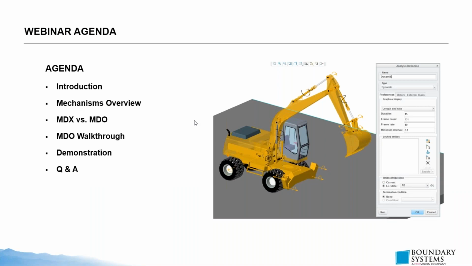So first, a little overview of our webinar. I'm going to start with just a little introduction to Boundary Systems and move on to an introduction about mechanisms in general and why you want to use them. I'm then going to differentiate the two different options you have in Creo when working with mechanisms. There are just two different licensing extension options that you have when you're deciding what you want to do.